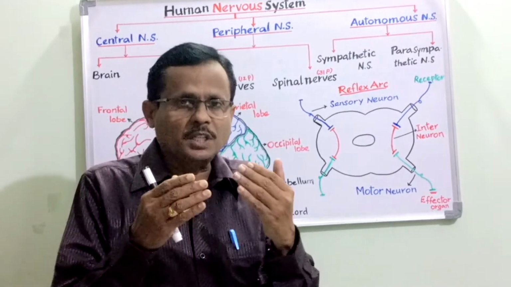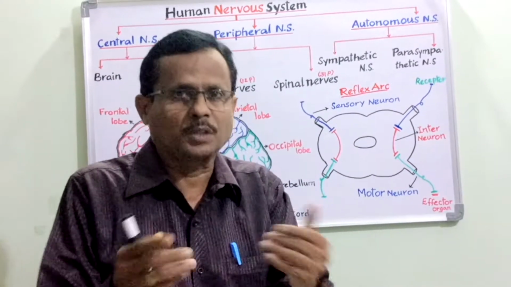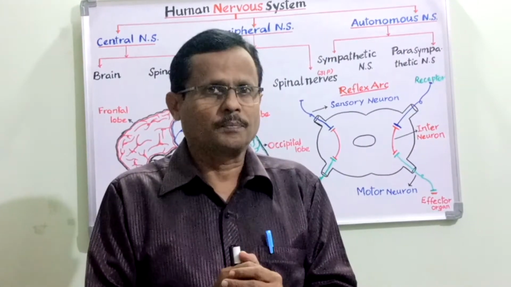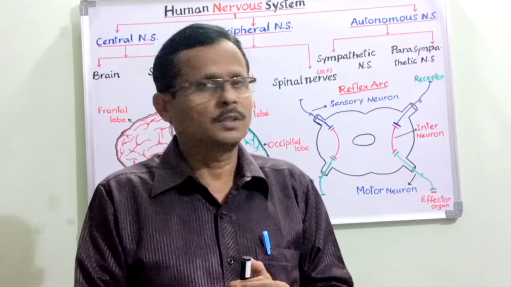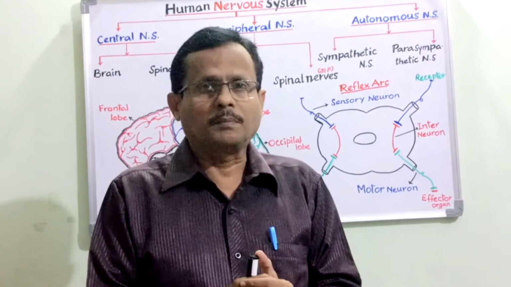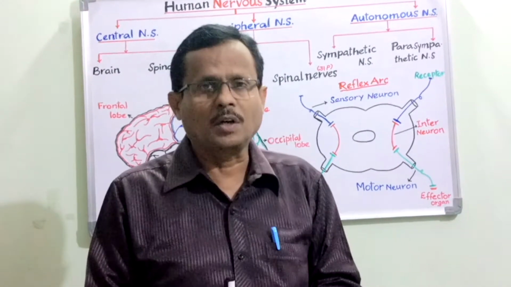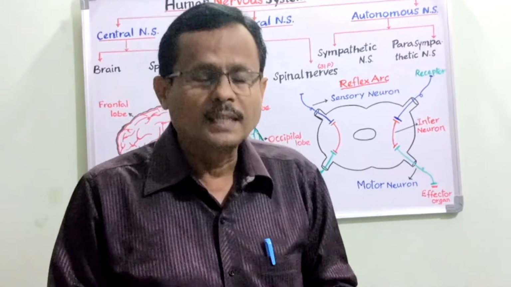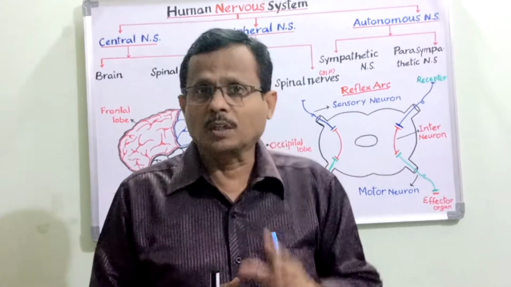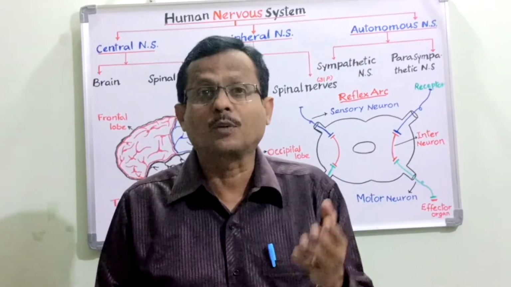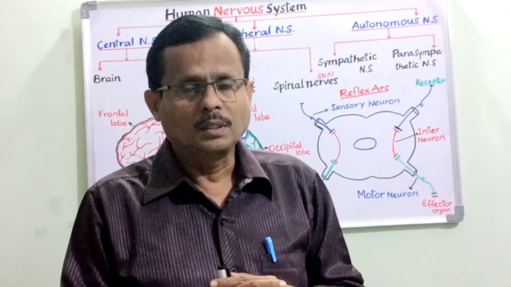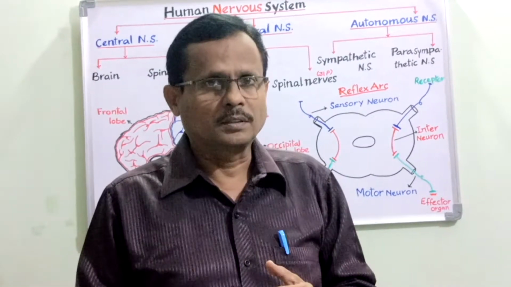When we talk about nerves, what actually is the function of these nerves? Are all nerves the same? No. Nerves are majorly of three kinds. They are sensory nerves, which are also called afferent nerves. The second one is the motor nerves, which are also called efferent nerves. And the third one is mixed nerves. Let us talk about this in detail.